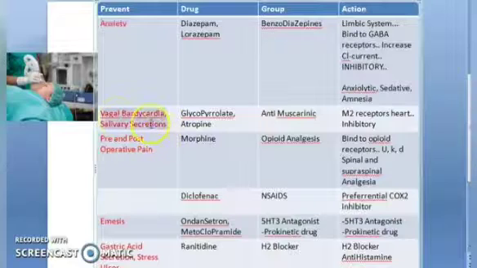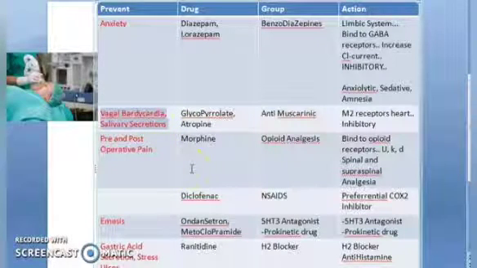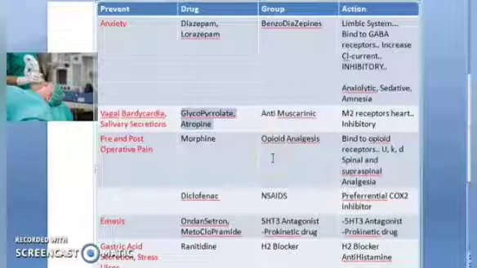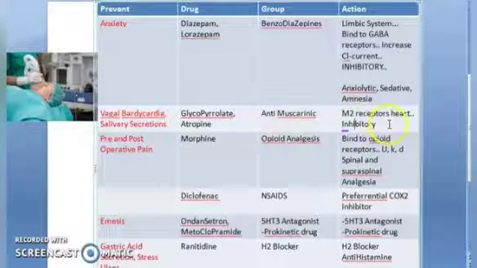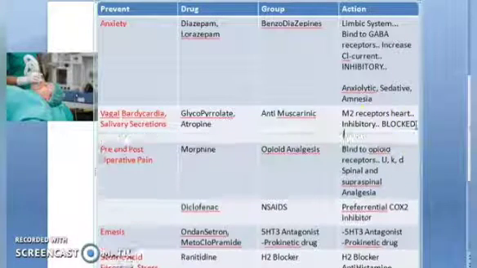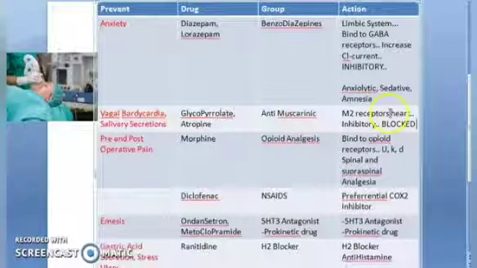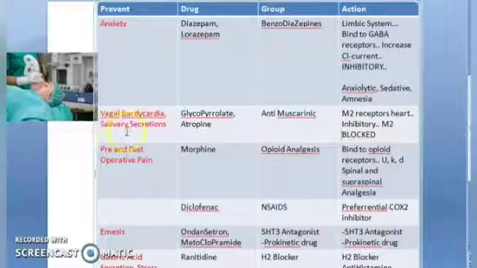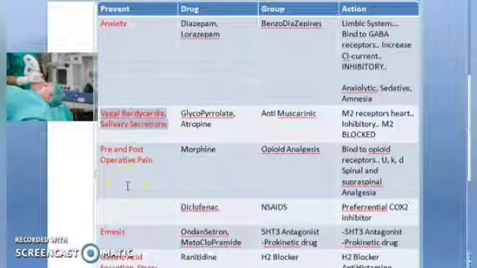Now let's move on. So basically the problem here is bradycardia and salivary secretion. So if we want to stop bradycardia, and we want to stop salivary secretions, then you will have to give an anticholinergic drug or an anti-muscarinic drug. Example, glycopyrrolate, atropine. Now, how do these work? M2 receptors are actually inhibitory, correct? So M2 receptors are inhibitory. These will get blocked now. That's the whole point. You want to block the M2 receptors. That's how they prevent bradycardia and salivary secretions. This much you understood, right?